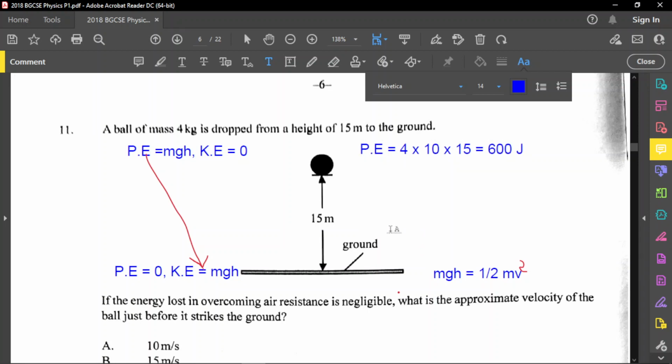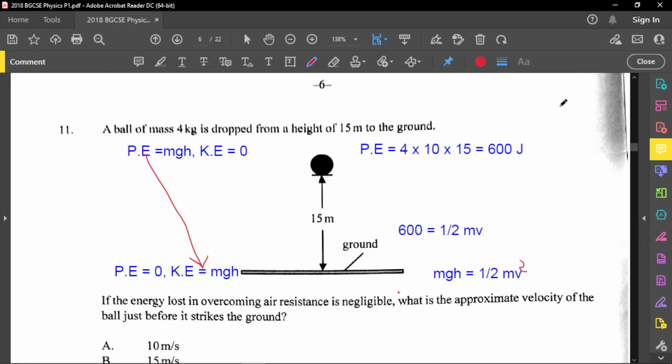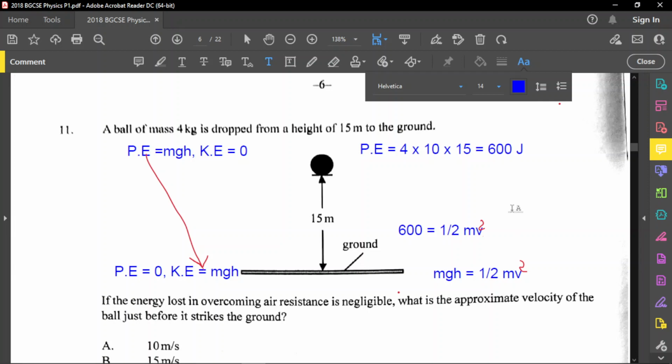So what we know here is that this mgh, which is 600 at the top, is equivalent at the bottom to half mv squared, right? So all we need to do now is find v. Let's find v squared first, so we can make v squared the subject of the formula.